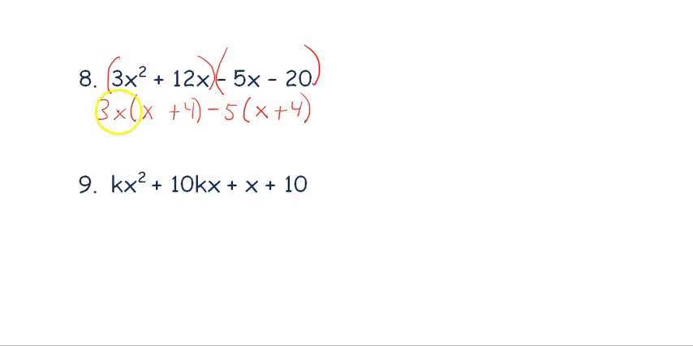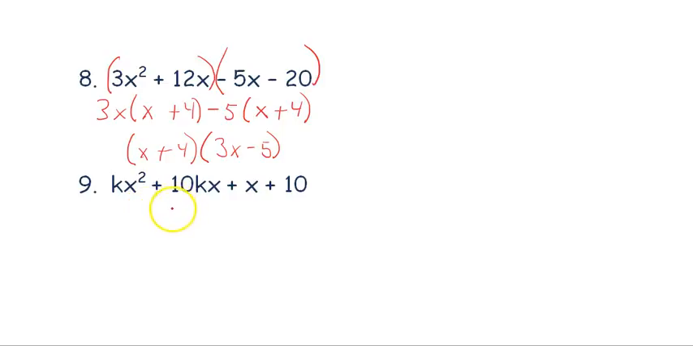So then again, I look at this line. What do they have in common? X plus 4, which is what I had planned on. And then what's left? And that is on the outside. So 3x minus 5. And again, you could have got this answer by factoring trinomials if you wanted to, but we're practicing GCF and factor by grouping right now.